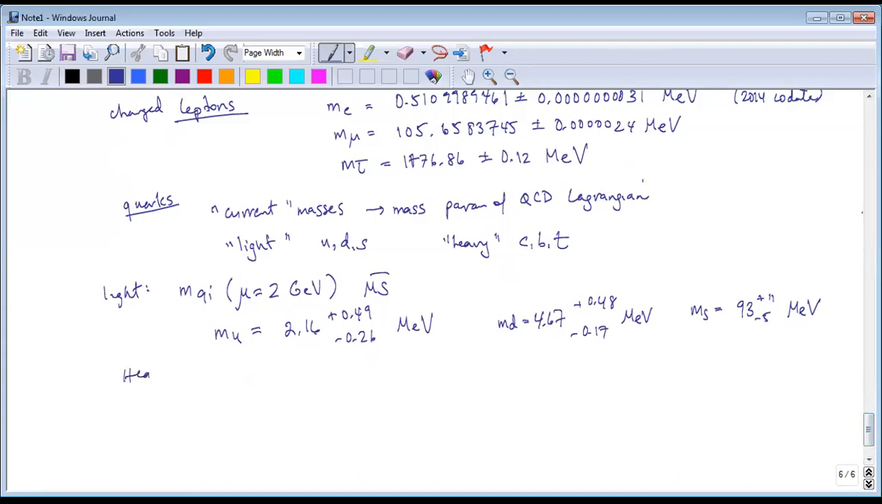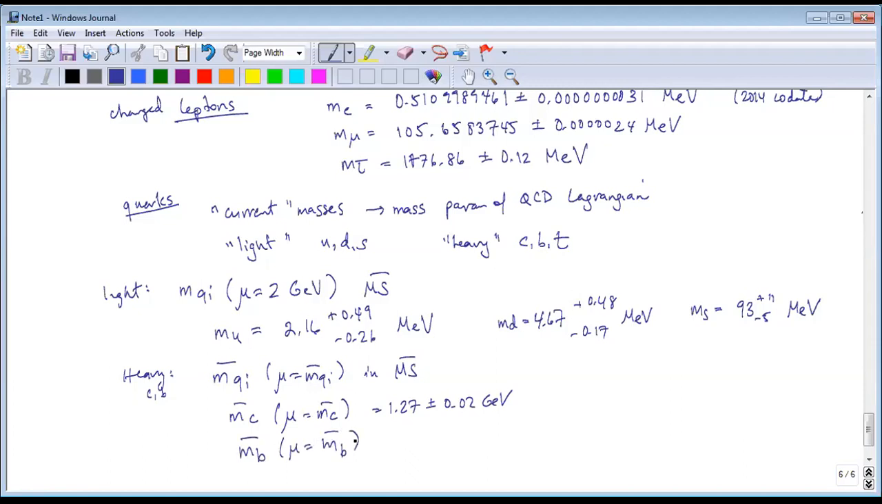Now for the heavy ones, generally what one's writing, for example for the c and the b, are things of the following form. Some running mass evaluated at a particular scale, taken to be that mass itself, in the MS-bar renormalization scheme. And one can relate this to the pole mass, which is the pole in the propagator. One can have an operational definition for how to do that from QCD. I'll spare you all the details. These are the quoted values of these running masses for the c and the b.